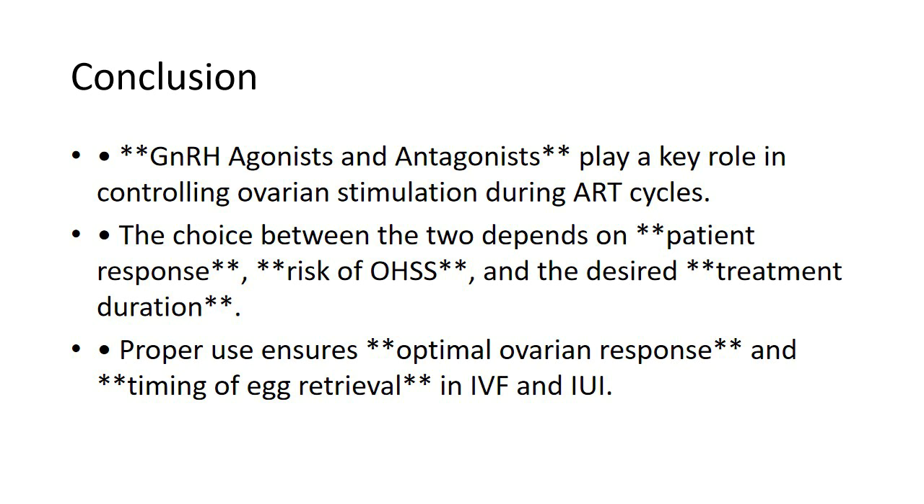Conclusion: GnRH analogs and antagonists in ART cycles. GnRH agonists and antagonists are essential in ART to regulate ovarian stimulation. Agonists prevent premature ovulation by downregulation, while antagonists offer immediate LH suppression. Choosing the right protocol minimizes risks like OHSS and enhances ART success rates.